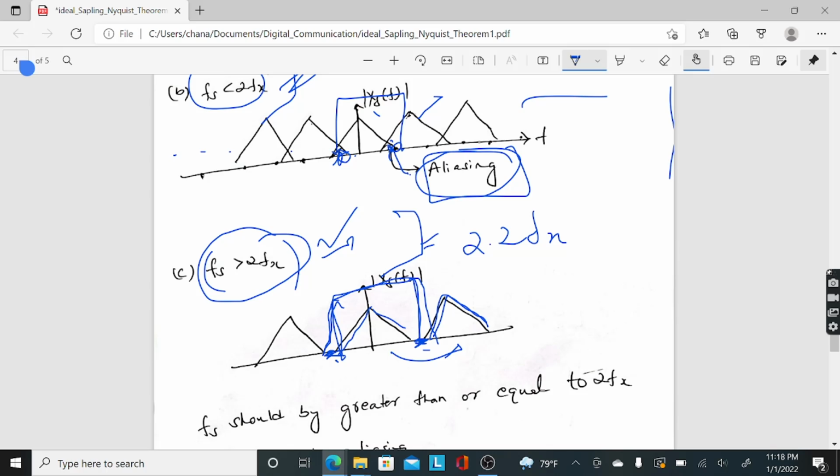So that's all for today. We used yesterday's video and we derived the Nyquist theorem and how much the sampling rate should be in the real world.